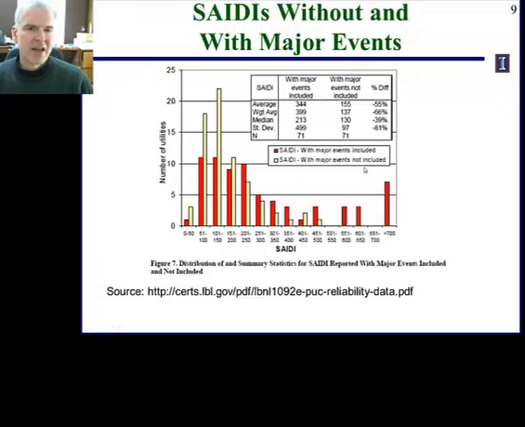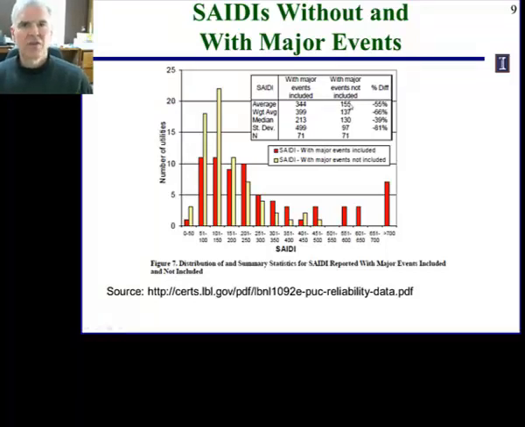Okay, this slide here gives a comparison of what the SAIDIs would be without and with the major events. And in the graph here, the calculation of the SAIDI with the major events is indicated in red. In yellow are the ones without the events. Right here, we note that when the major events are included, the value is 344. When the major events are excluded, it's 155.